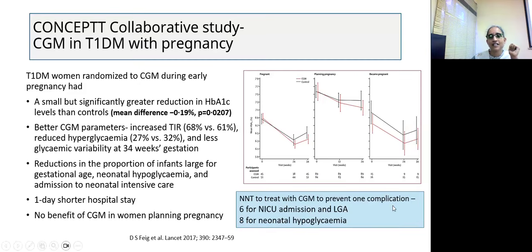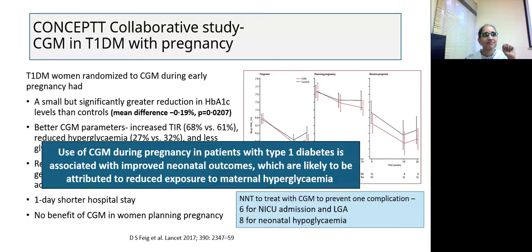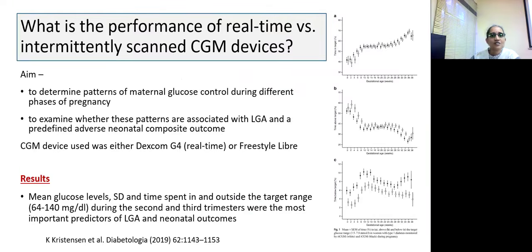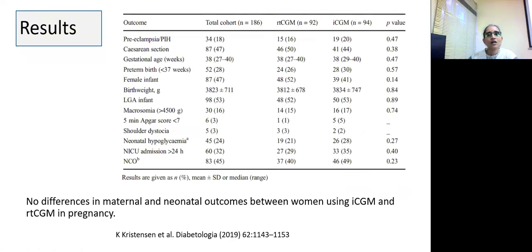The number needed to treat with CGM to prevent one complication was 6 patients to prevent NICU admissions and large for gestational age, and 8 patients to prevent neonatal hypoglycemia. This is quite impressive. So next, coming to the comparison between the real-time and intermittently scanned CGM devices, that is the FreeStyle versus the other real-time CGM devices. In this study, in a cohort of 186 pregnant women, where they compared real-time versus intermittently scanned CGM, there was no significant difference in the maternal and neonatal outcomes between the two devices.